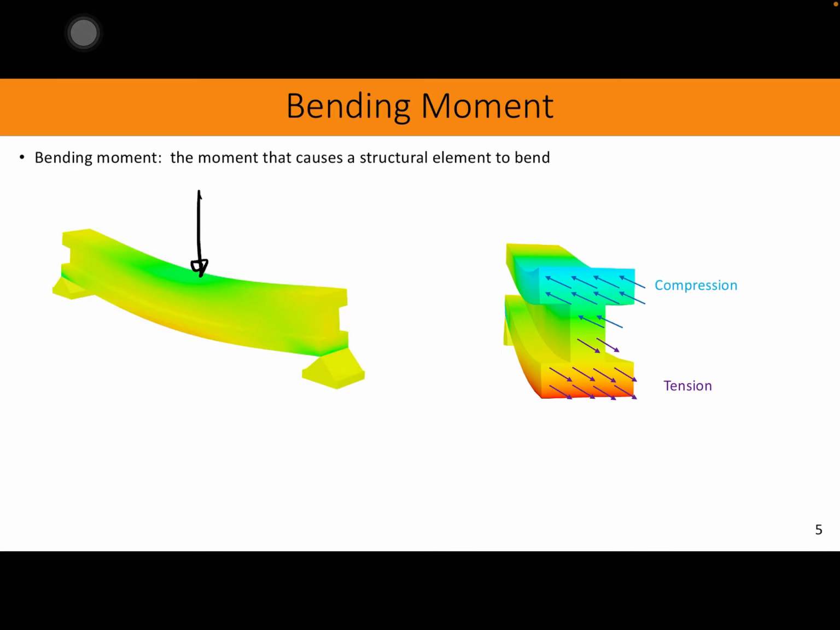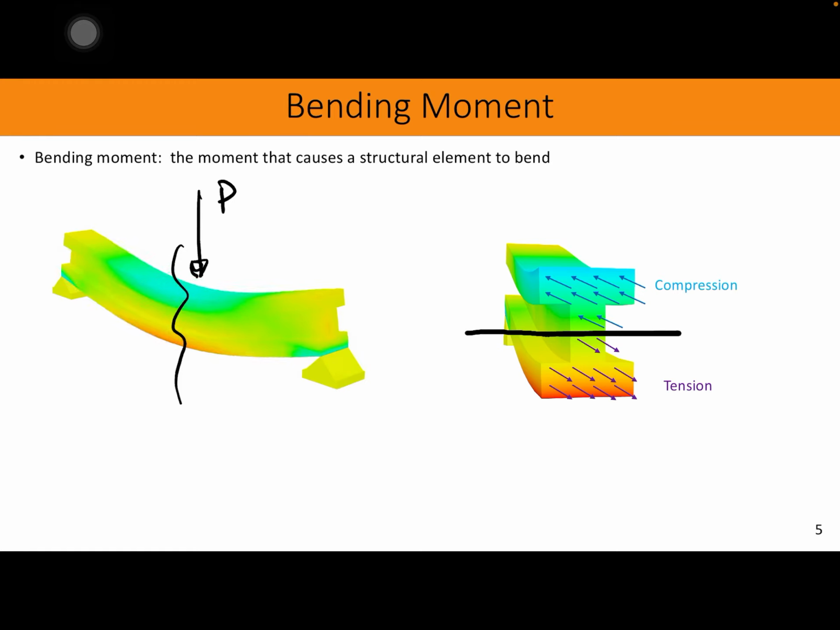So let's take a look at this example. If we apply the load right here, what is happening? This load is basically bending this beam, right? So if we apply the load P here, then it is bending. Now let's take a look at this cross section, what is happening here. If we cut it right here, then what we see is the normal force, if this is the middle of that cross section, right? So in the bottom portion, we see that the normal force is acting outward, right? We see these arrows acting outward.